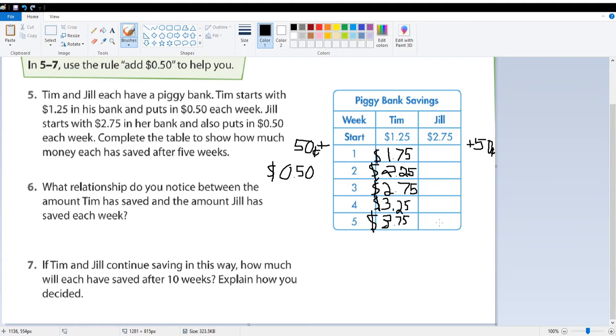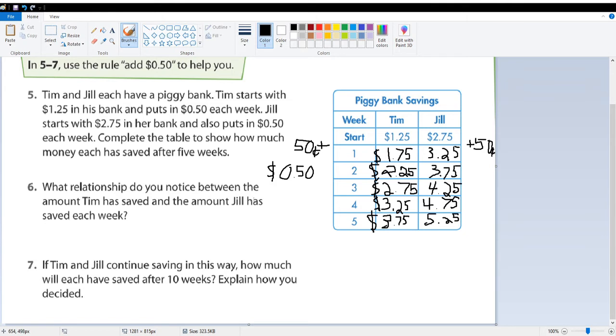Now, I can go in and draw these dollar signs because you want to just make sure you know that it is money. I apologize for my handwriting. It's not the easiest to write with the mouse, but 275, then we're at 325, 375, 425, 475, 525.